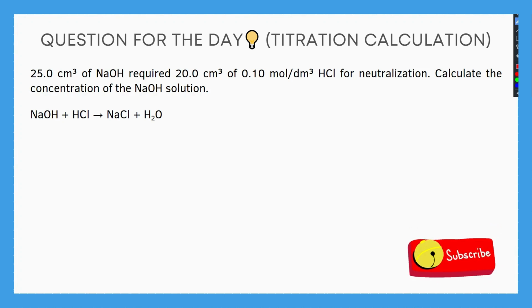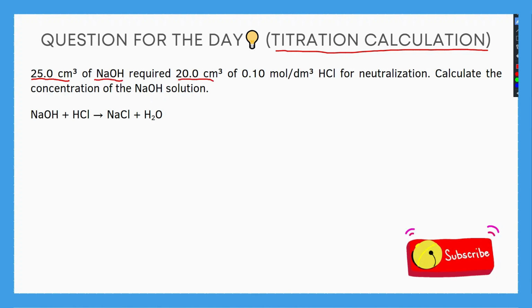And today, what we're going to be dealing with is actually a titration calculation. Now, let's get into the details of what we have for today's video. The question says 25 cm cube of sodium hydroxide NaOH required 20 cm cube of 0.1 moles per dm cube HCl, that's hydrochloric acid, for neutralization. Calculate the concentration of the sodium hydroxide solution. So let's go ahead and deal with this question one step at a time.